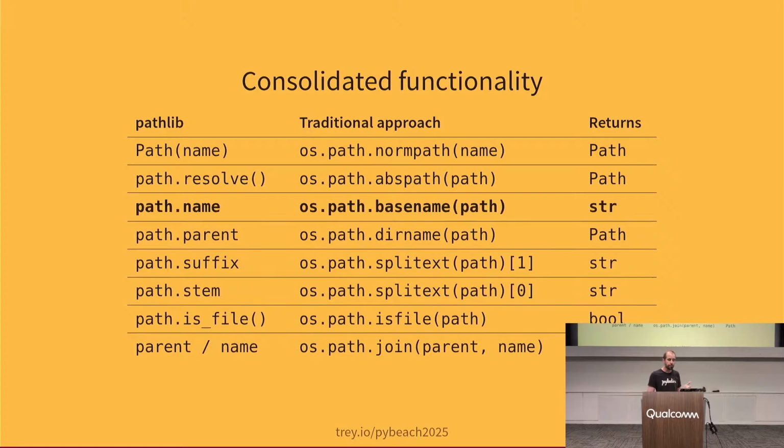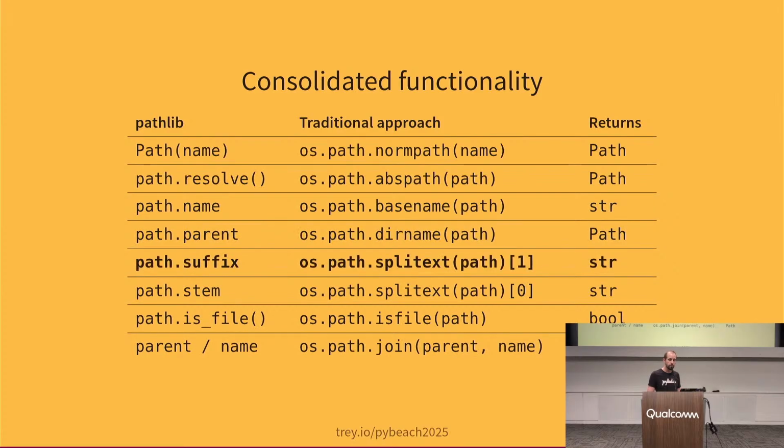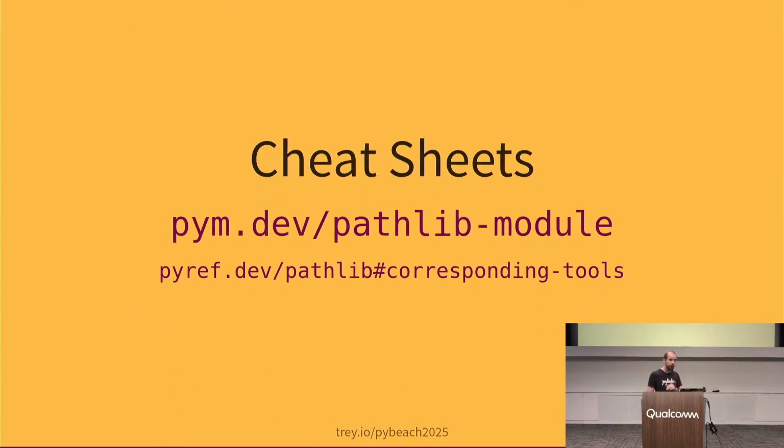I very much prefer the name attribute over the base name function, the parent attribute over the dir name function, and the suffix attribute over calling the splitExt function and accessing index 1 from its return value. If you're looking for a Pathlib cheat sheet, this slide I actually would not recommend as a cheat sheet. Instead, you can find a couple of cheat sheet tables in that first URL, which is an article that I wrote on Pathlib. And there's also a table at the bottom of the Pathlib documentation, which is where that second URL goes to.